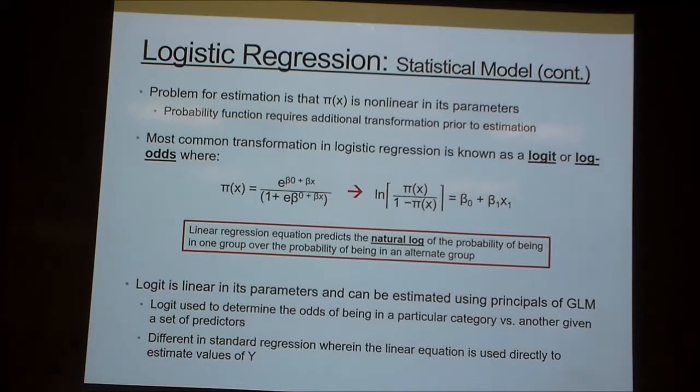But remember that this is going to be different than our standard regression model, where our regression equation predicts our outcome, right? In our logistic model, our regression equation isn't predicting the outcome. Our regression equation is predicting the natural log of the odds of being in category A versus category B, which adds a little bit of complexity to this, but it's not anything that we can't handle as long as we know what we've got going on with this stuff, okay?